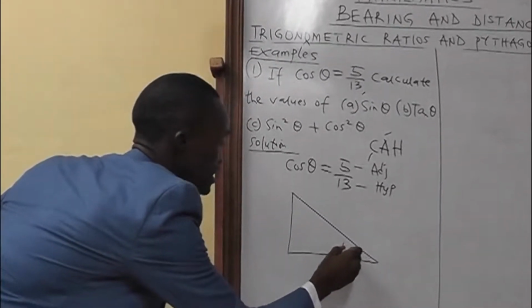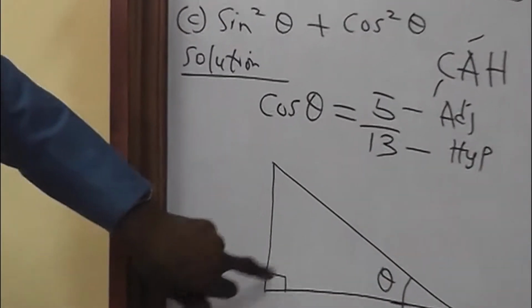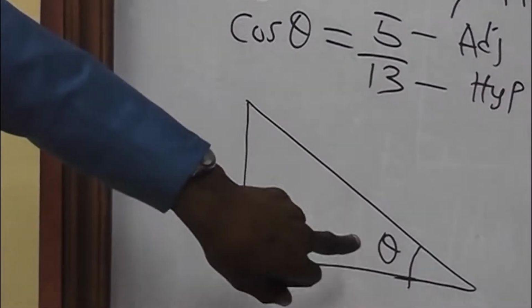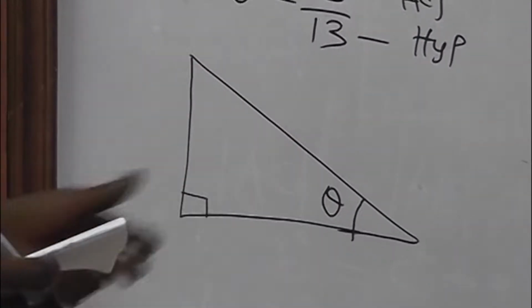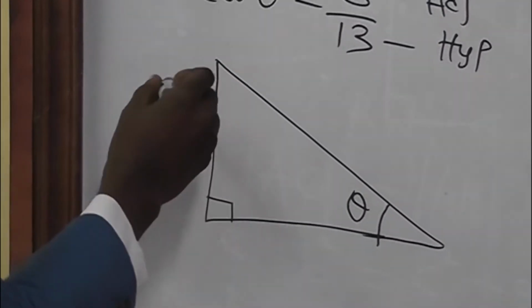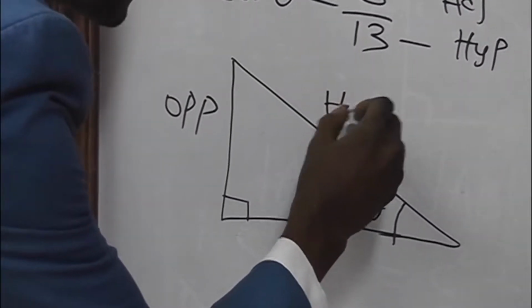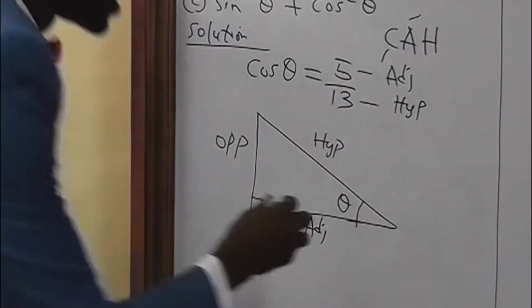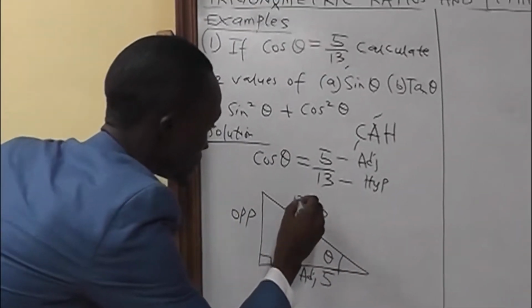Now I will label this place theta, while I label this one as the symbol for the right angle that we have there. It's not in all cases that we must label this one as theta. We can as well label this one theta as well. But the side that is facing that theta is what we refer to as the opposite side. So this is our opposite side. And from what I have here, this one is hypotenuse and this one is adjacent. The adjacent side from here will be 5. The hypotenuse side is 13.